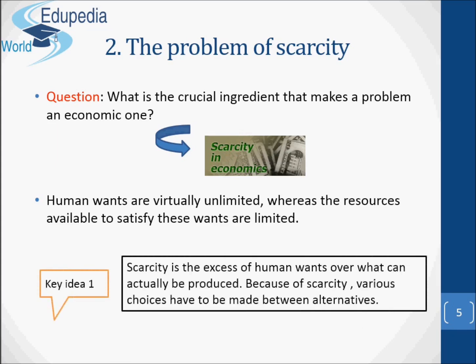Scarcity is the excess of human wants over what can actually be produced. Because of scarcity, various choices have to be made between alternatives. Of course, we do not all face the problem of scarcity to the same degree. A poor family, unable to afford enough to eat or a decent place to live, will hardly see it as a problem that a rich family cannot afford a second skiing holiday. But economists do not claim that we all face an equal problem of scarcity.